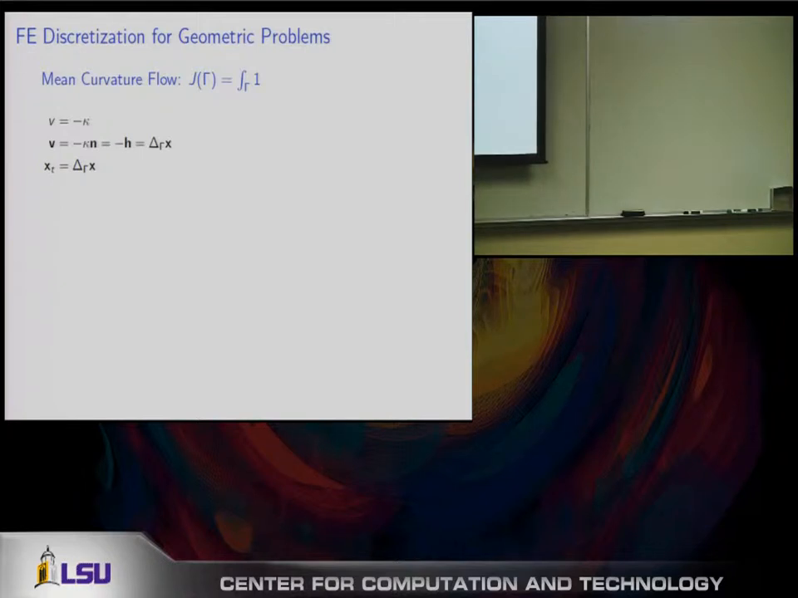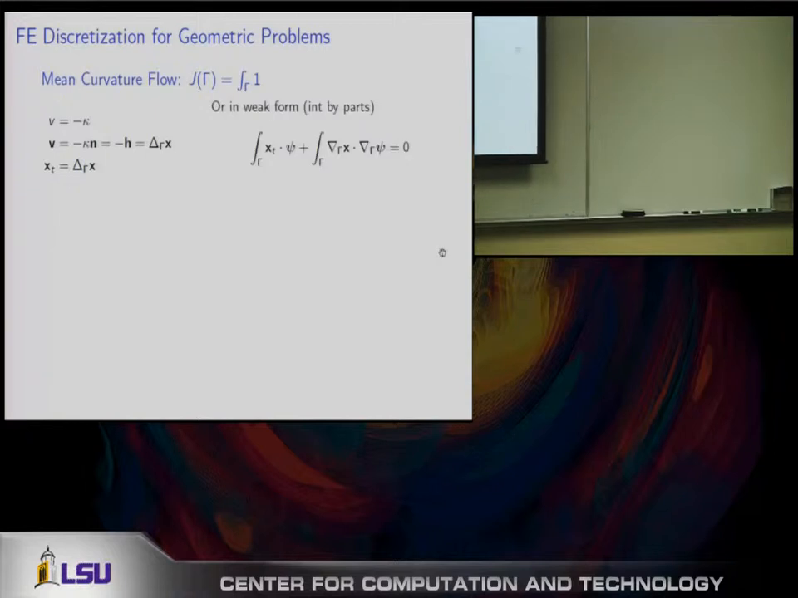We can convert this to a vector equation if we multiply by the normal. I'm not doing anything there. Then this is just a definition. The mean curvature times the normal is the vector mean curvature. And if you remember the formulas that I introduced at the beginning, we have this geometric identity that the vector curvature is the Laplacian of the identity. Now the velocity is the time derivative of the identity. So we can write this equation for mean curvature flow. Now I have only one vector unknown, which is the position.